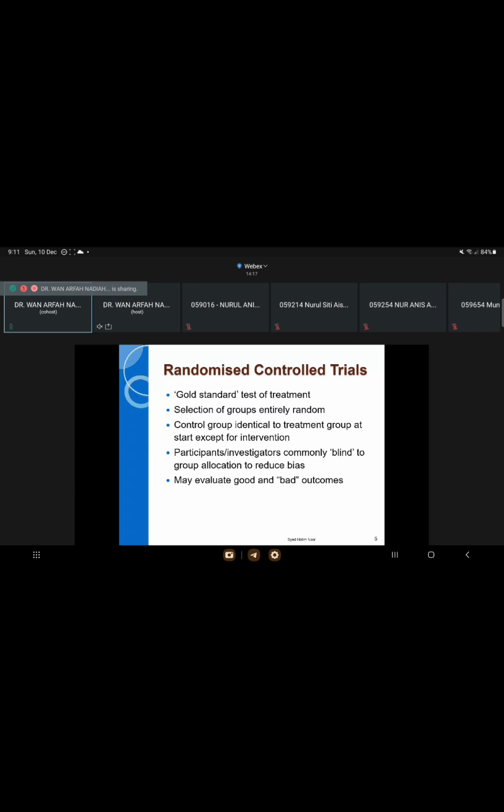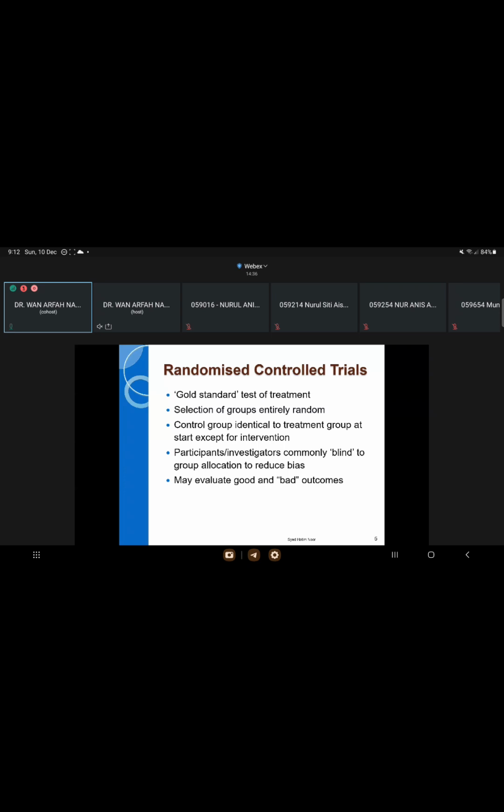Sometimes it is difficult in a clinical trial, in an RCT, to do blinding. Blinding is not a must in the RCT. In an RCT, the one that must is randomization, because the word itself is randomized controlled trial. But blinding is not a must.